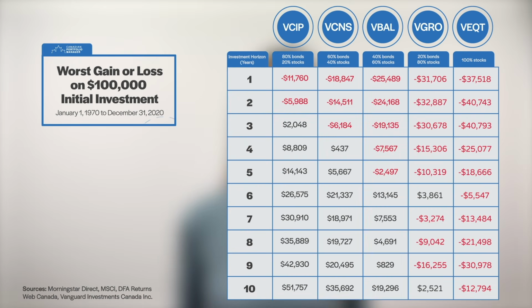If the only bear market you've lived through was the brief crash of March 2020, you might be under the impression that market downturns don't last long. Here's a reality check. We looked at the worst back-tested losses on the Vanguard asset allocation ETFs over rolling time periods. For example, a $100,000 investment in VGRO, which is 80% stocks, was still showing a loss of over $16,000 at the end of its worst 9-year period.